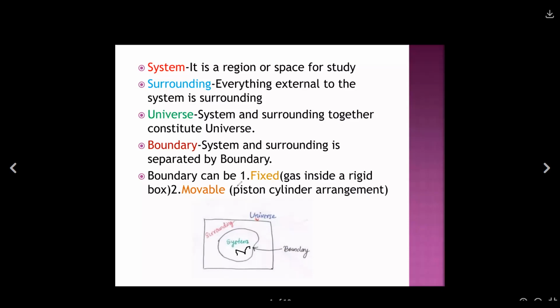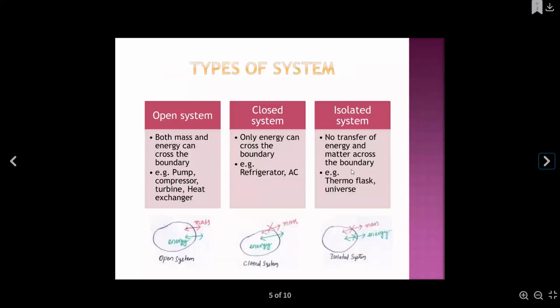Okay, so the next thing that we are going to look at is the types of system. Ladies and gentlemen, we have different types of system. We are starting with an open system. What is an open system? An open system is a system where both mass or matter and energy can cross the boundary.